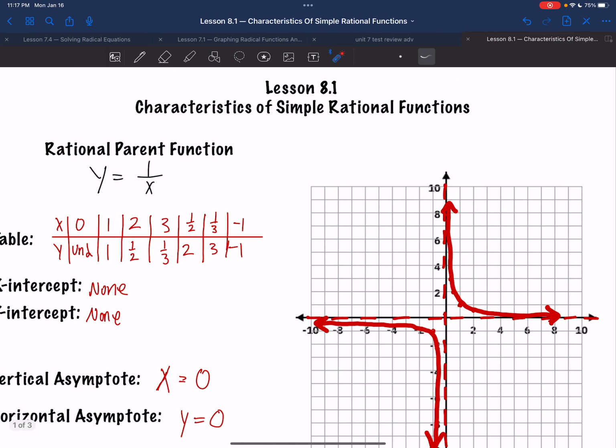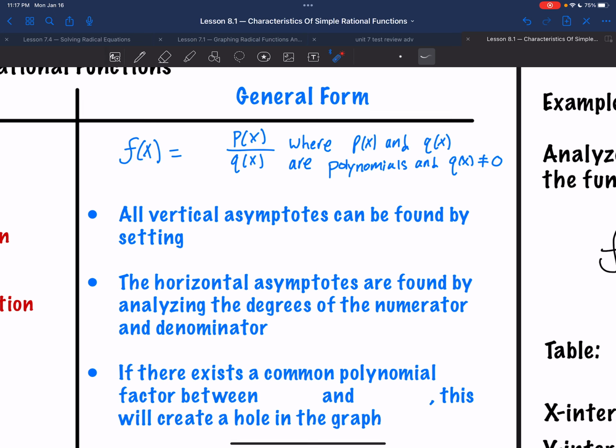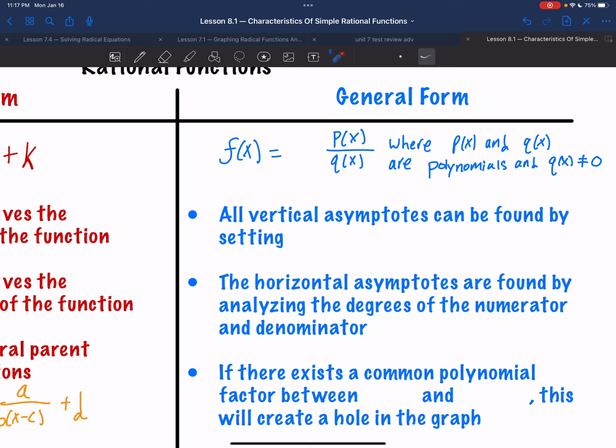Okay. And then just a quick word about general form. I just want to talk about this leading into the next video. I will post all this stuff and talk about it again in 8.2. But the general form of a rational function is all about taking a polynomial and dividing it by another polynomial. So when I have p of x, that's a polynomial, divided by q of x, that's another polynomial, that's a rational function. I do specify that q of x shouldn't be 0 because we don't want to divide by 0.